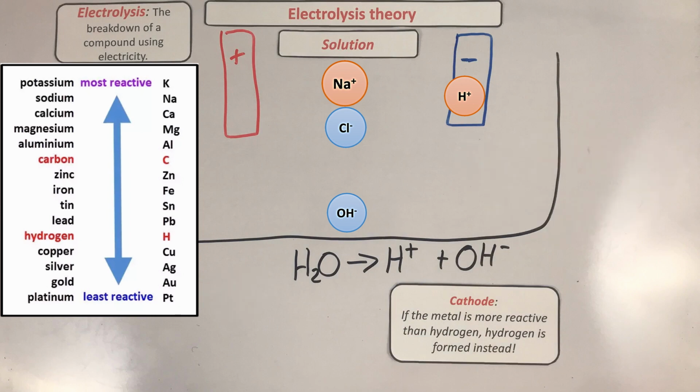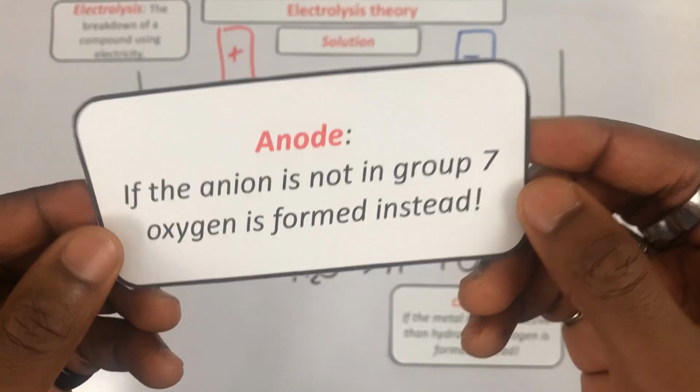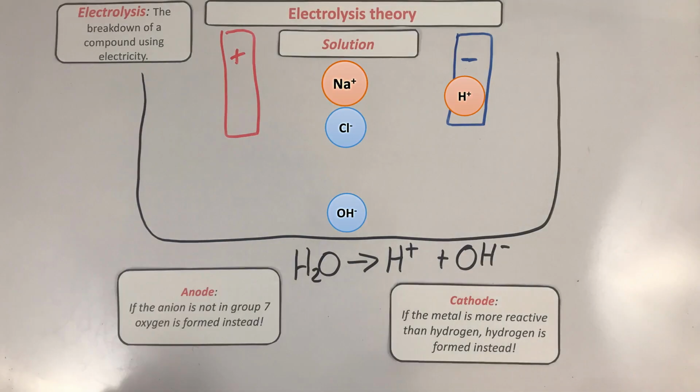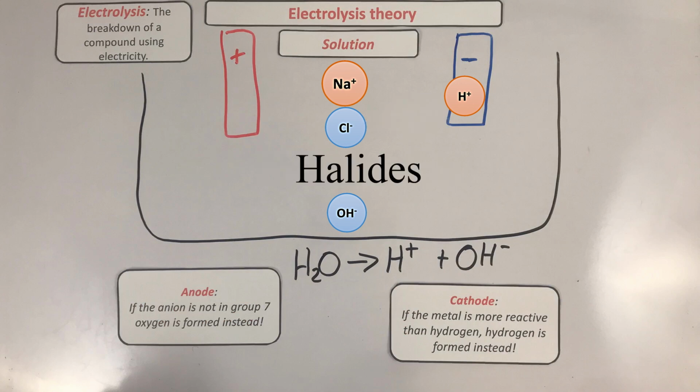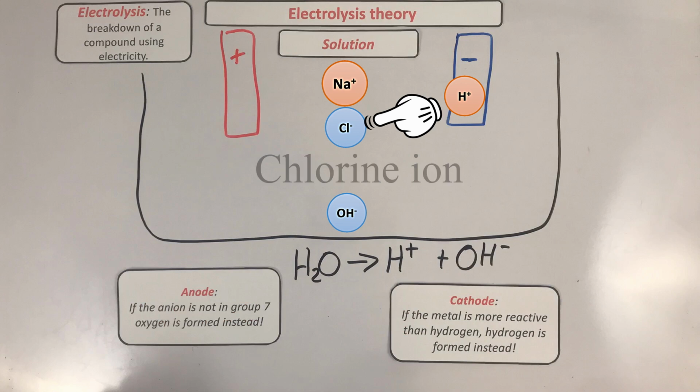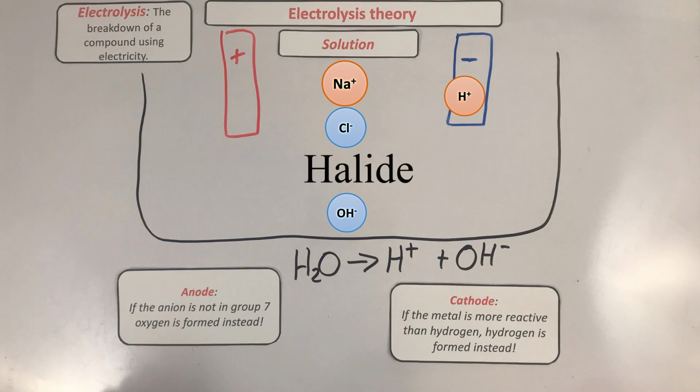Now what about the anode though? Well, if the anion is not in group 7, then oxygen is formed. You seriously don't need to know why, but I'll just sprinkle a little fact here. It takes less energy to form oxygen than to form the other substances that you might have. But our chloride ion is a halogen ion. We call halogen ions halides. That's why this isn't called a chlorine ion, it's called a chloride ion, okay? Because it's a halide. And since the chloride is in group 7, that's what's formed at your anode.